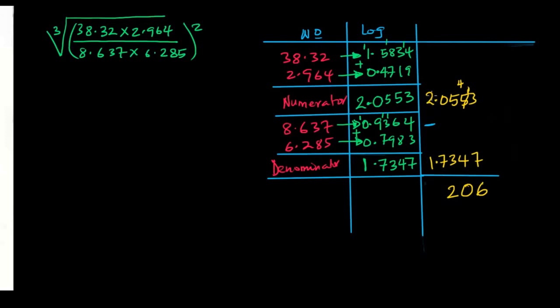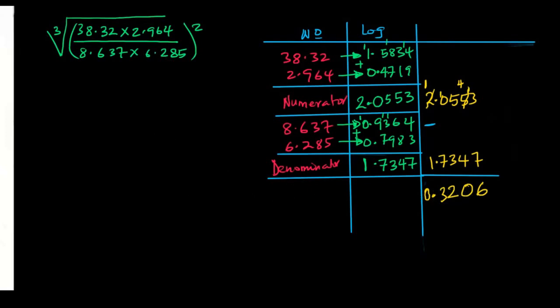0 minus 7 is impossible. Let's borrow 1 from 2. This is 1. We have 1 left here. Put 1 here. 10 minus 7 is 3. Okay? 1 minus 1 is 0. So this is 0.3206. It means that everything here, the 38.32, the numerator divided by the denominator, gives us this combined logarithm. Let's write that out.